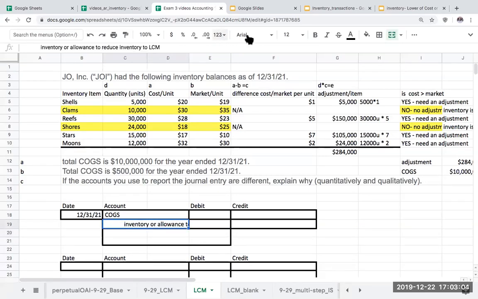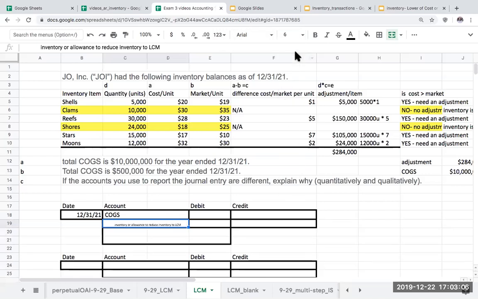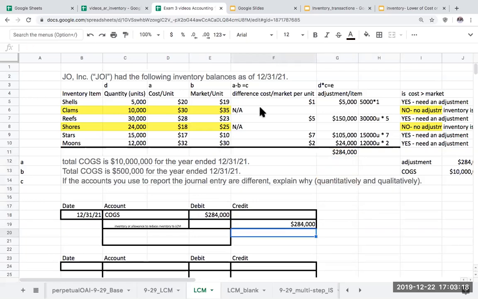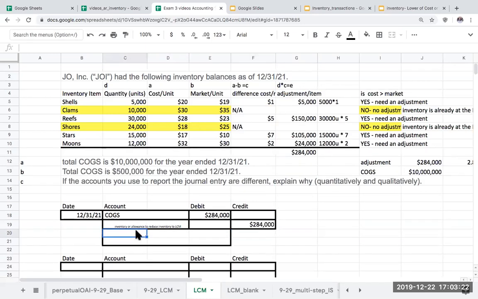Okay, so we'll make this a little bit smaller. Okay, Ant-Man doing accounting. So right over here, my adjustment is I'm going to have a debit over here for 284. My credit is going to be for 284. And then here, lastly, I need a description. So my description is going to be to adjust inventory to the lower of cost or market.